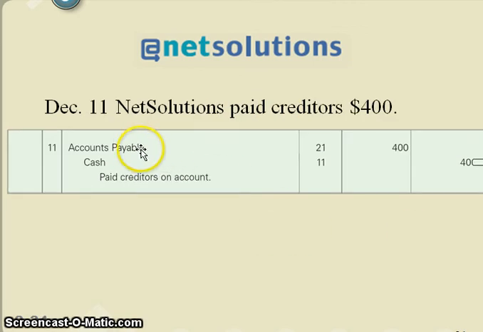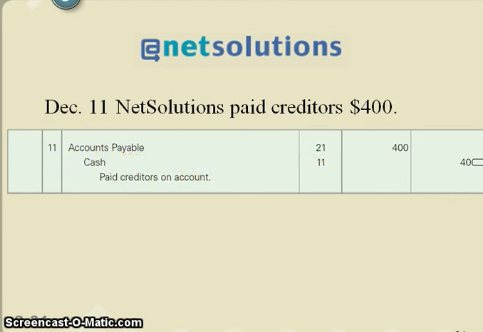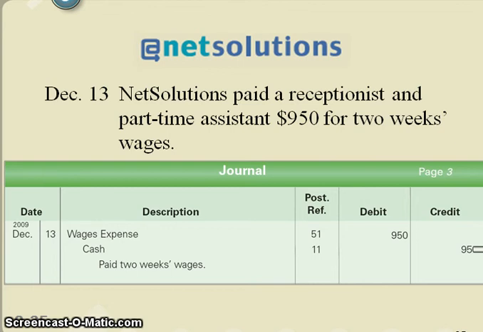NetSolutions paid creditors $400. Okay, you owed people money, so here's your credit to cash of $400, and here's your reduction of the liability of accounts payable, $400. We paid a receptionist and a part-time assistant $950 for 2 weeks of wages. We need that person to work for us so we can run our business. So here's our debit to wage expense and our credit to cash.